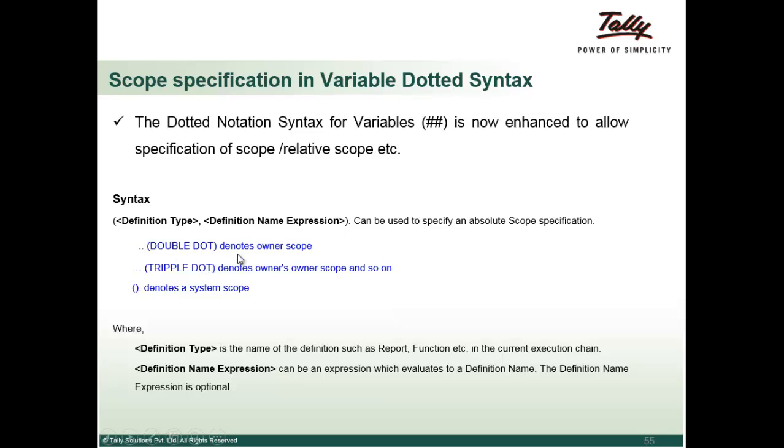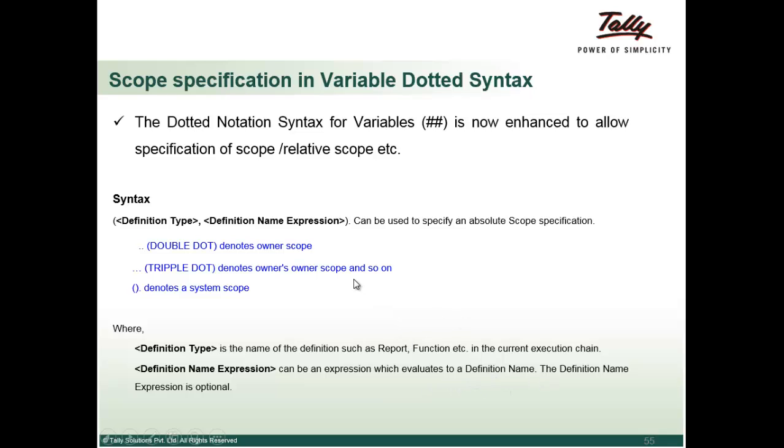So double dot denotes the owner scope, triple dot denotes the owner's owner scope, and if you give 4 dots it's the owner's owner's owner scope, and so on. And if you give brackets dot, then it means it is a system scope. So the syntax is: open bracket, close bracket, definition type, comma, and definition name expression can be used to specify an absolute scope specification. Definition type is the name of the definition such as report, function, etc. And definition name expression can be an expression which evaluates to a definition name.